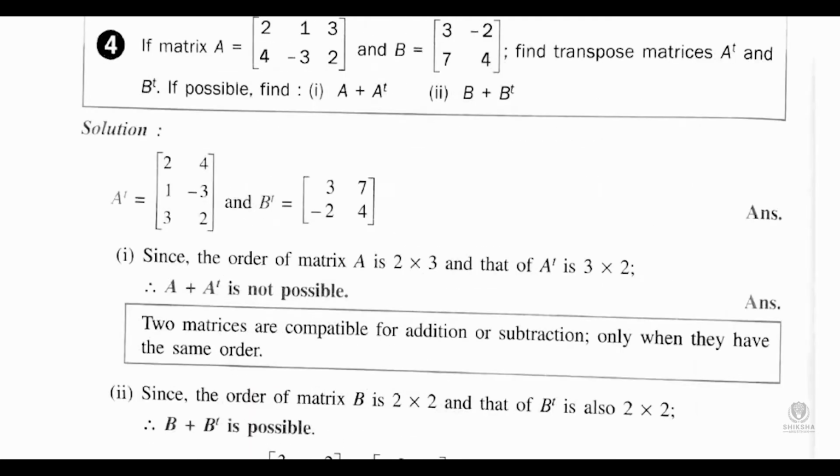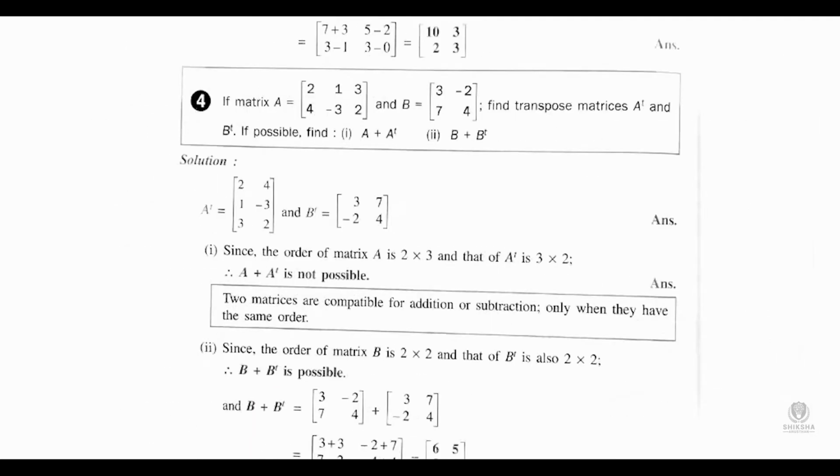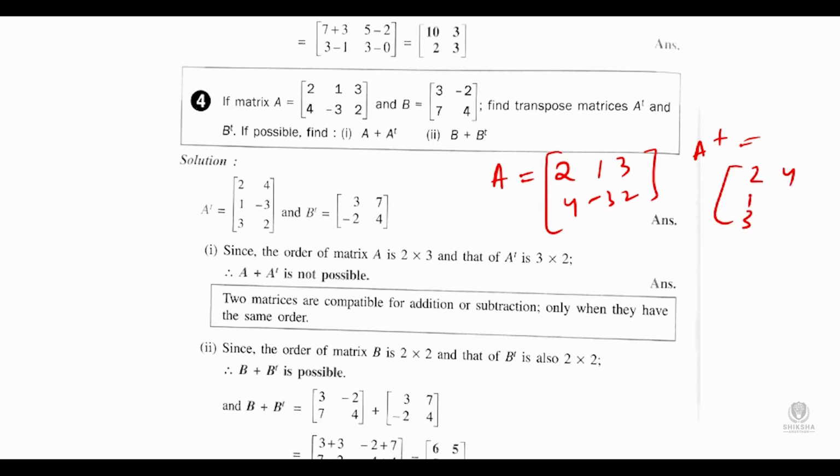Okay. Now transpose of a matrix. What is the transpose of a matrix? If A is given as 2, 1, 3, 4, minus 2, 4, minus 3, 2, then in A transpose, the rows will become the columns and the columns will become the rows. So it becomes 2, 1, 3, 4, minus 3, 2. The rows became the columns and the columns became the rows.